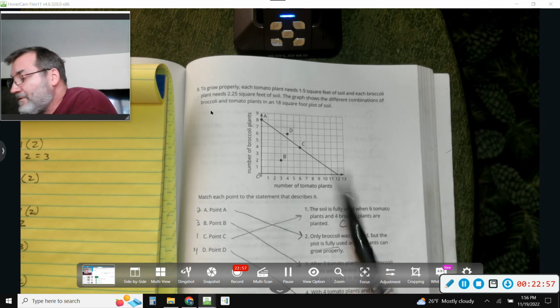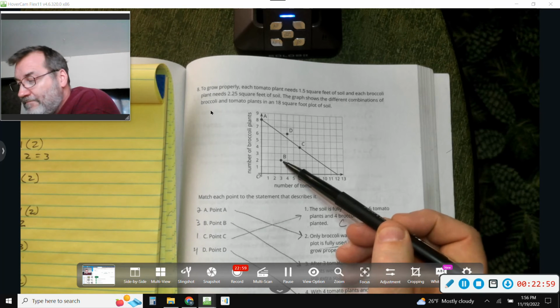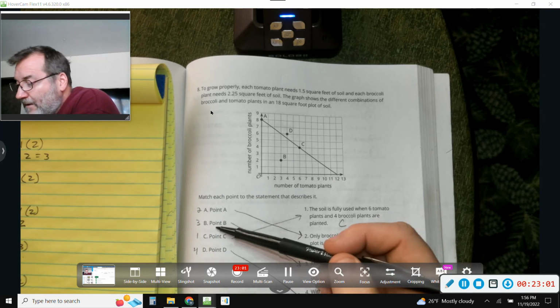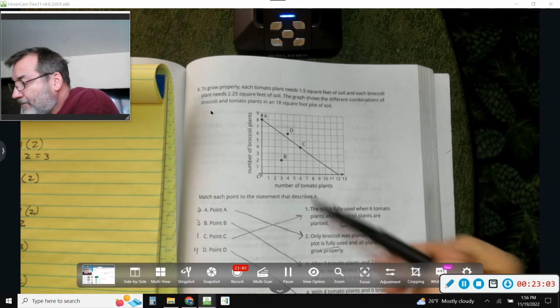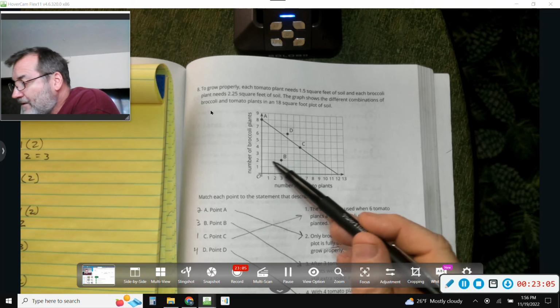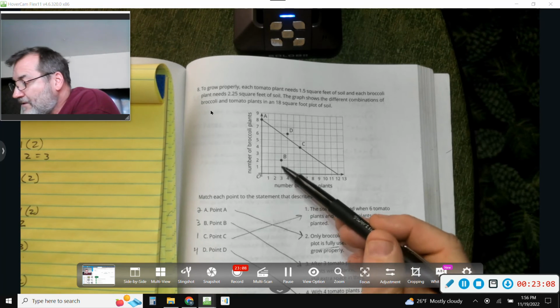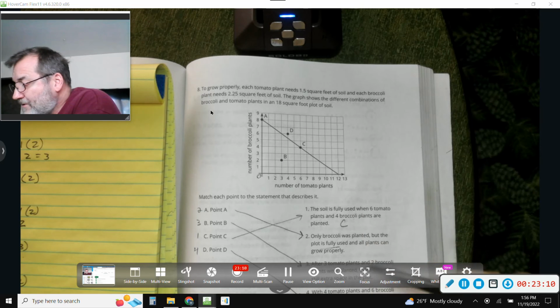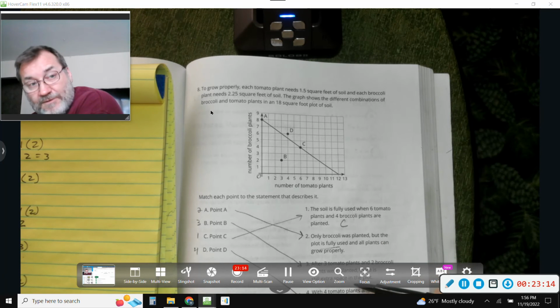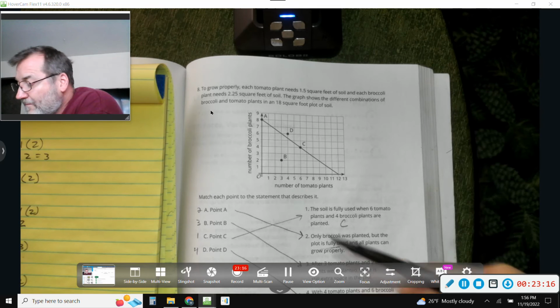Point B, where's that at? Uh-oh, it's not on the line. Point B. Let's see, you've got 3 tomato plants and 2 broccolis. That's what that's telling me. 3 tomato plants, 2 broccoli are planted. There is still extra space in the plot. Yeah, there's plenty of room left for more vegetables.